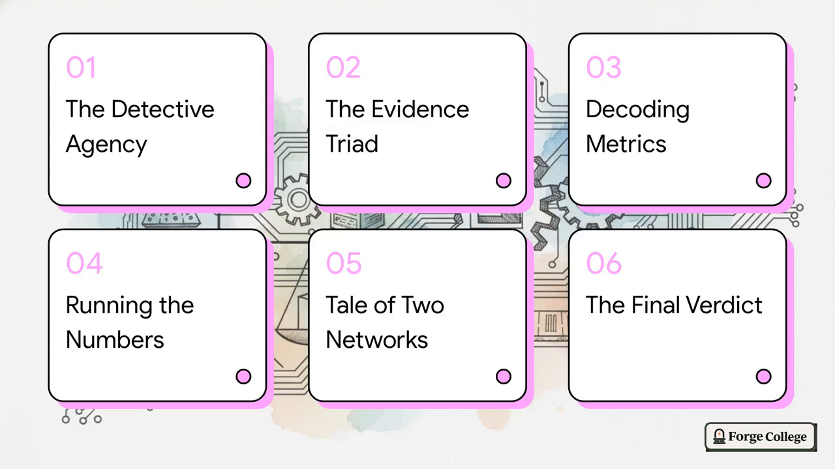We'll start at the detective agency, build our case with the evidence triad, decode the metrics, run the numbers, look at a tale of two networks, and then, finally, deliver our verdict. Let's hit the ground running.